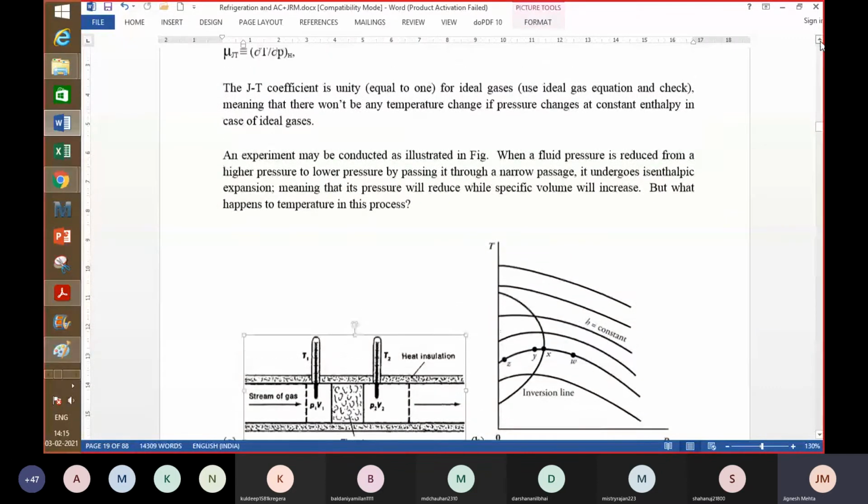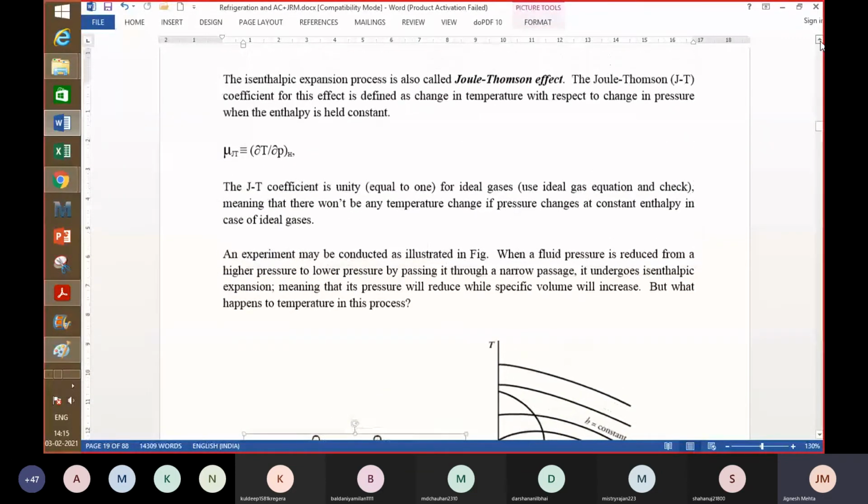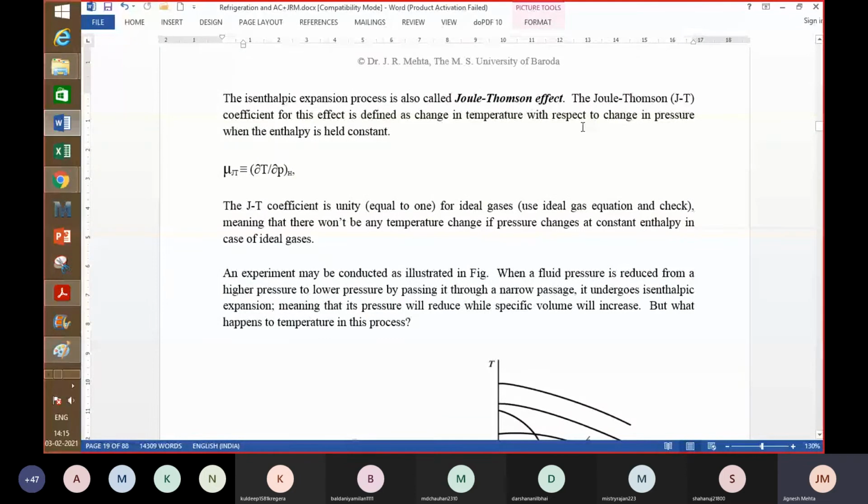covered in thermodynamics. So the Joule-Thomson (JT) coefficient for this effect is defined as the change in temperature with respect to change in pressure when the enthalpy is held constant, right? So this Joule-Thomson coefficient mu JT is defined as the change in temperature with respect to change in pressure when enthalpy is held constant. The JT coefficient is zero. You can prove this, it is equal to zero for ideal gases, meaning that there won't be any temperature change.